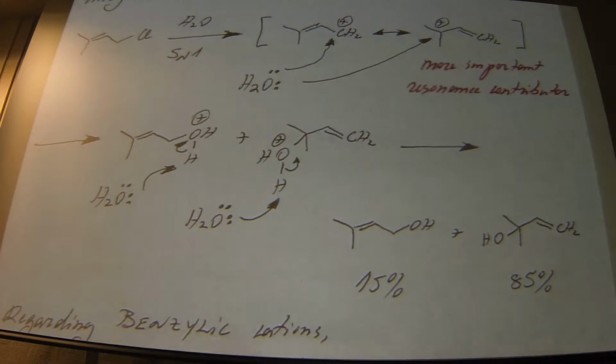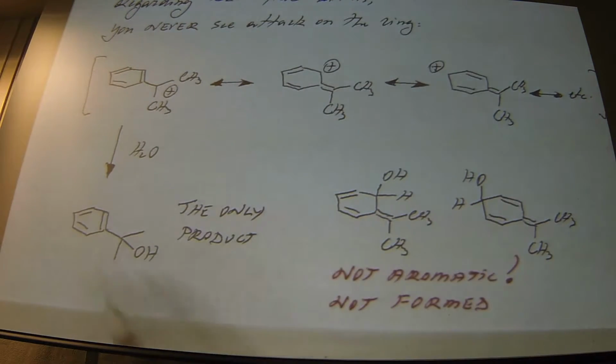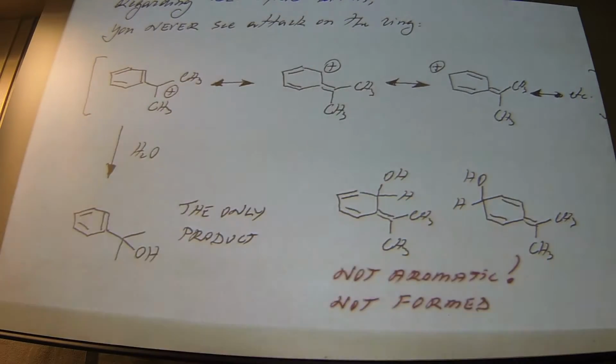Now, with benzylic cation, it's a little bit different, because in the case of benzylic cation, reaction will only take place at the benzylic carbon atom, because if anything else happens, you lose the aromatic ring. In other words, if you've got attack of the nucleophile at either of these two carbon atoms, then the product would not be aromatic. And so for benzylic cases, it's very simple. The reaction will only take place at the benzylic site.